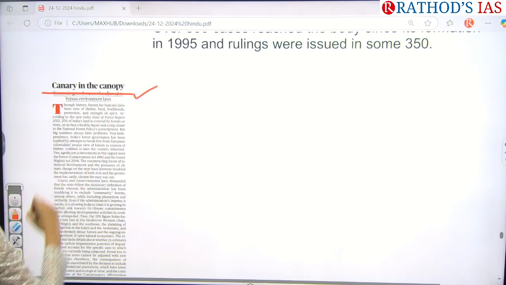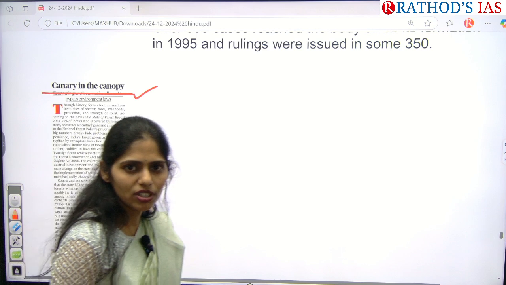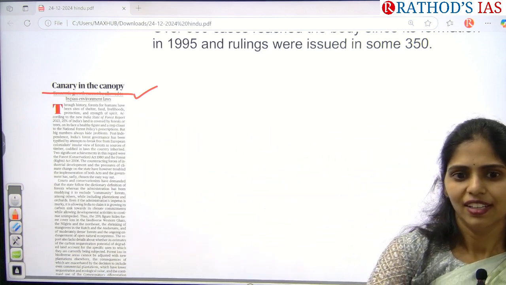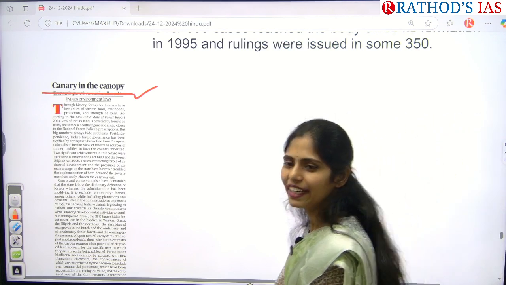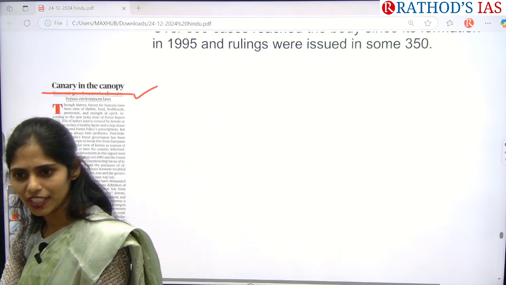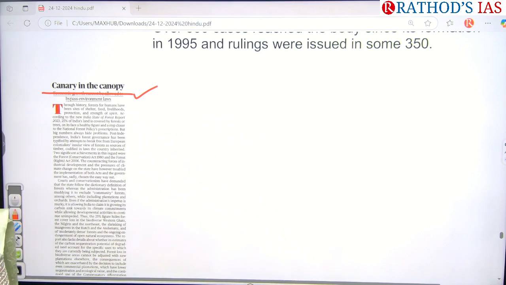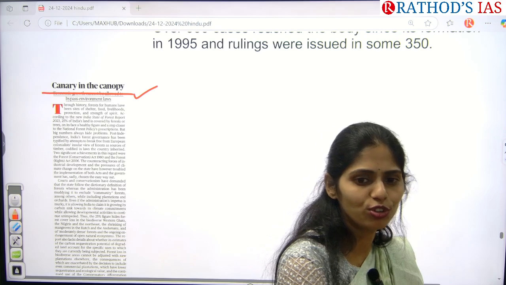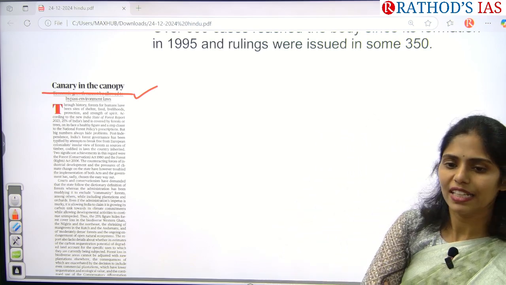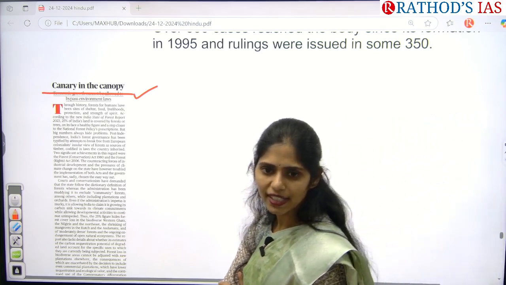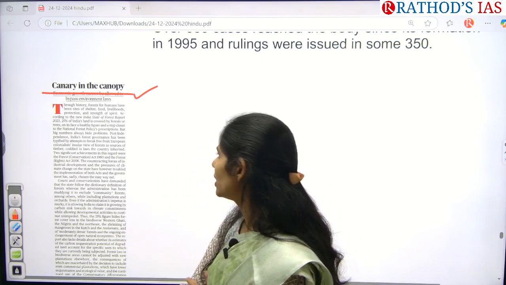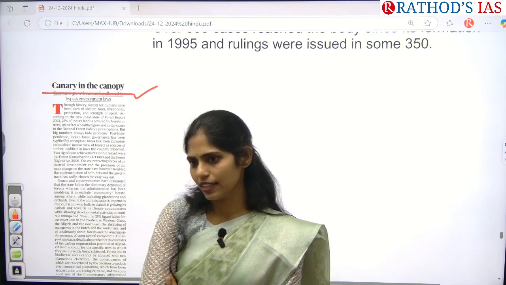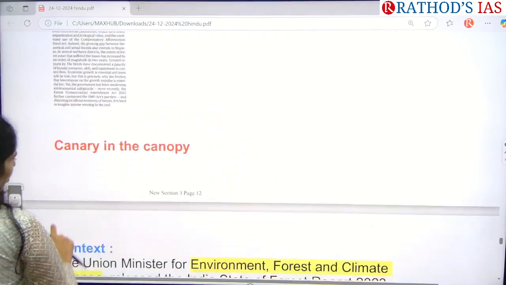Canary in the canopy. In yesterday's class, I discussed forests. India State of Forest Report of 2023. Whenever you get any forest report, you can expect prelims-based questions from it, especially focusing on facts. And whenever you are writing the introduction or conclusion of a mains answer, you can quote that the India State of Forest Report gave these suggestions. From that point of view, you can use this article. Okay, now let us see what this article is saying.